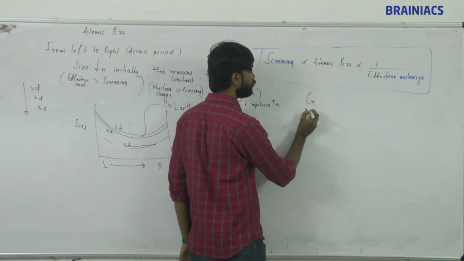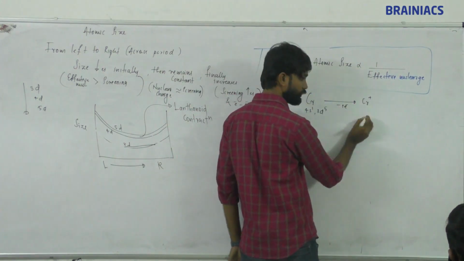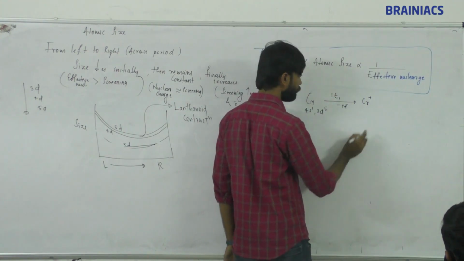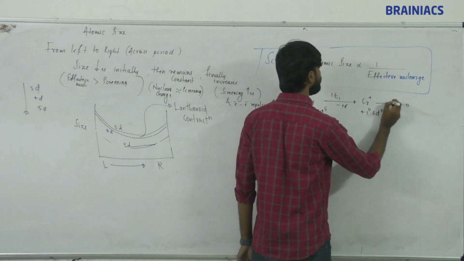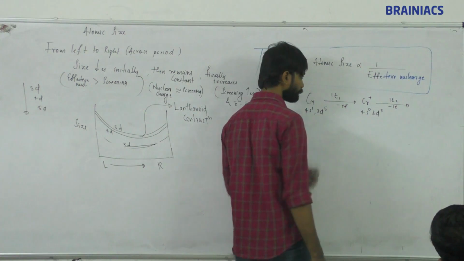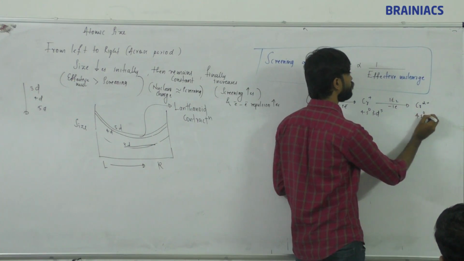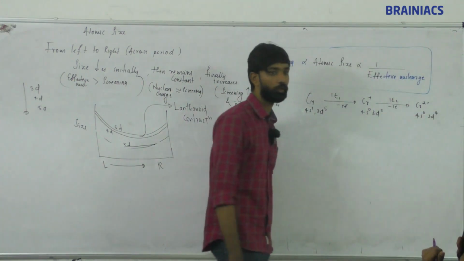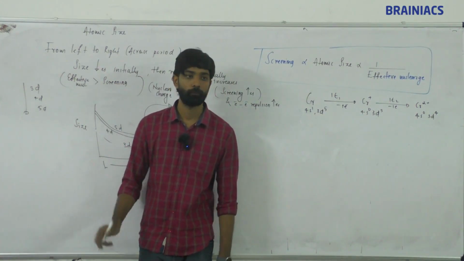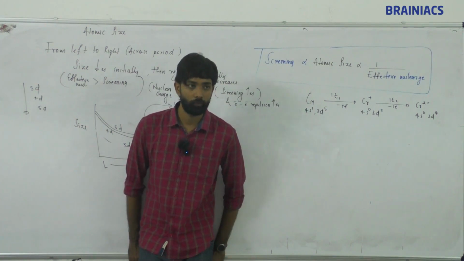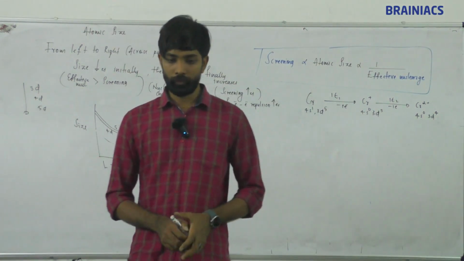Chromium's configuration is 4s1 3d5. Removal of the first electron gives Cr plus, and this is IE1. So the configuration will be 4s0 3d5. Removal of the second electron, that is IE2, gives Cr2 plus, so 4s0 3d4. The reason is nothing but that removal of the second electron from copper and chromium disturbs the stability. So that's why they have an exceptionally high ionization energy.